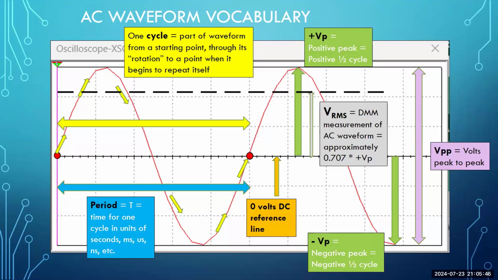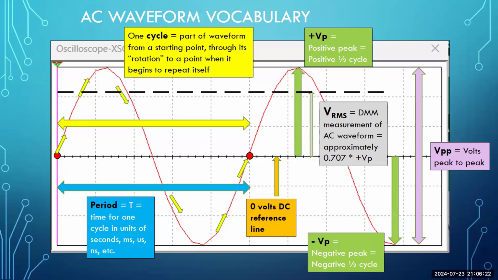So the definition of one cycle is the part of the waveform from a starting point through its rotation to another point when it begins to repeat itself. Take a look at the green arrows that I have in the upper portion of the page. You're going to see a green arrow from the 0 volts reference line pointing up, and it points up to what we call the positive peak. So it's labeled in black as plus VP, which stands for positive volts peak. And it is the positive half of the sine wave cycle.